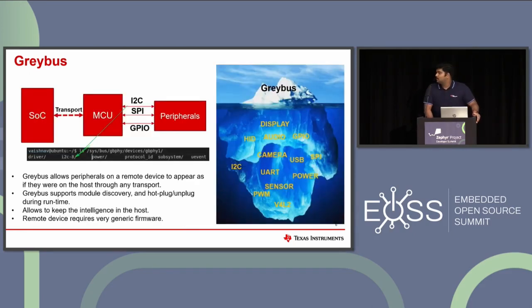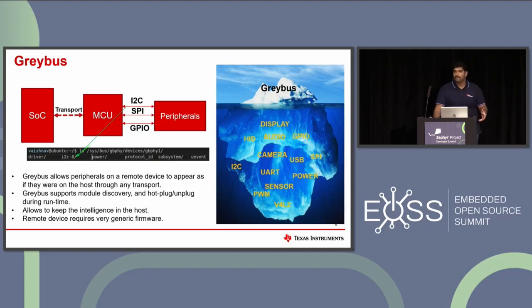If you look at Greybus and the underlying Greybus code in the Linux kernel, you can see that multiple different peripherals or buses have equivalent Greybus virtual representations in the kernel. So if you look at I2C, UART, SPI, USB, power management, PWM, camera, audio, display, all those things have a virtual equivalent of Greybus in the Linux kernel.